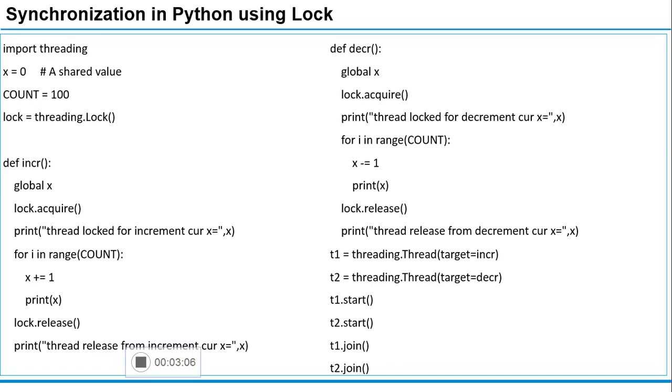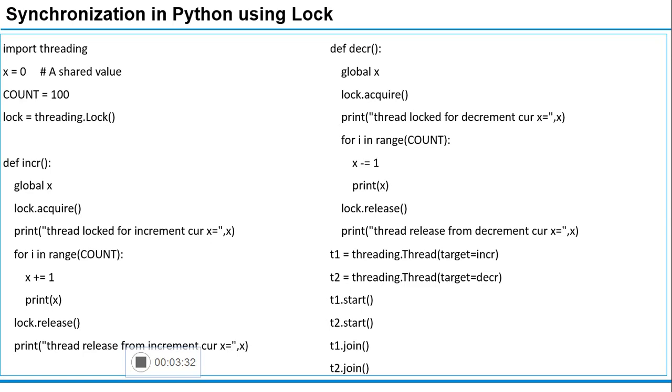Synchronization in Python using locks. I have defined an increment counter. While trying to access the global value, before manipulating the value, I create a lock. Once the lock is acquired, no other process is allowed to access that specific part. So the counter gets incremented from 1 to the given range of 100. Once it is incremented to 100, the lock gets released.